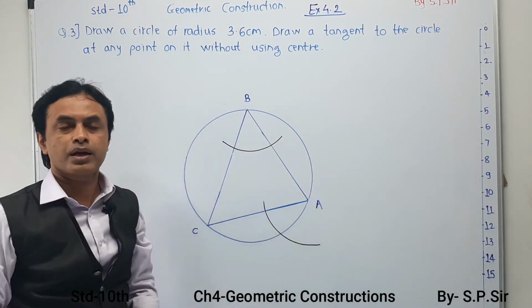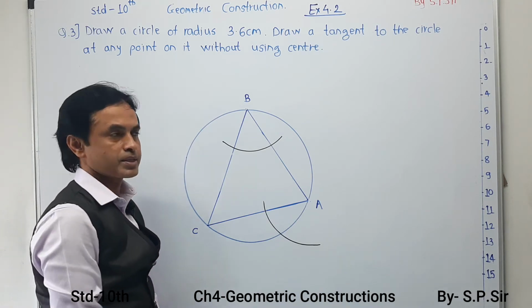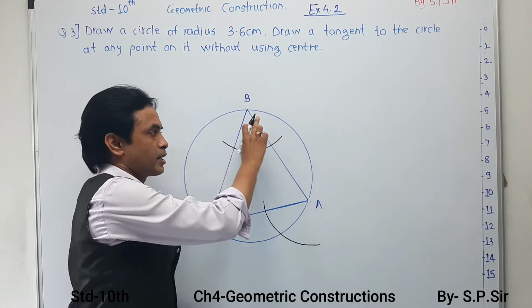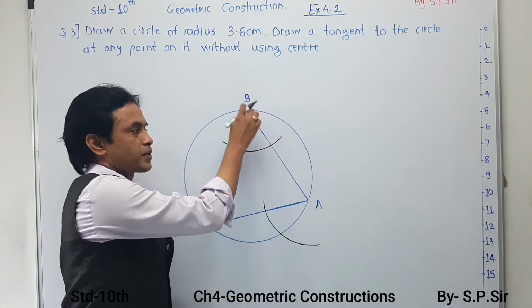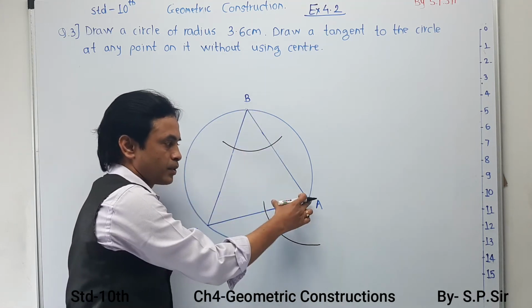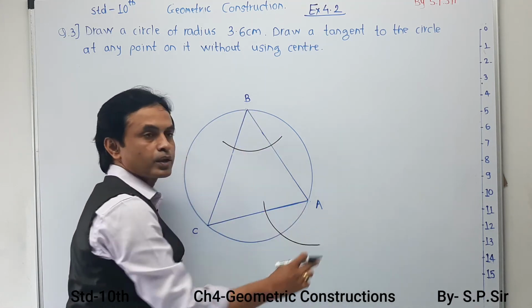And in this way you have completed your arc. Remember once again, you have taken a particular distance at vertex B and drawn one arc. Taking the reference of B, you have drawn the arc, and keeping the same distance, you have to take the vertex A and draw the arc.